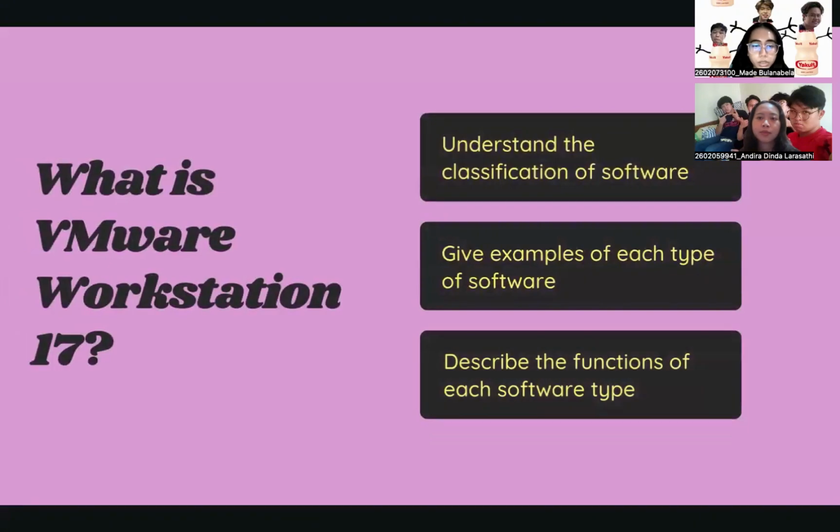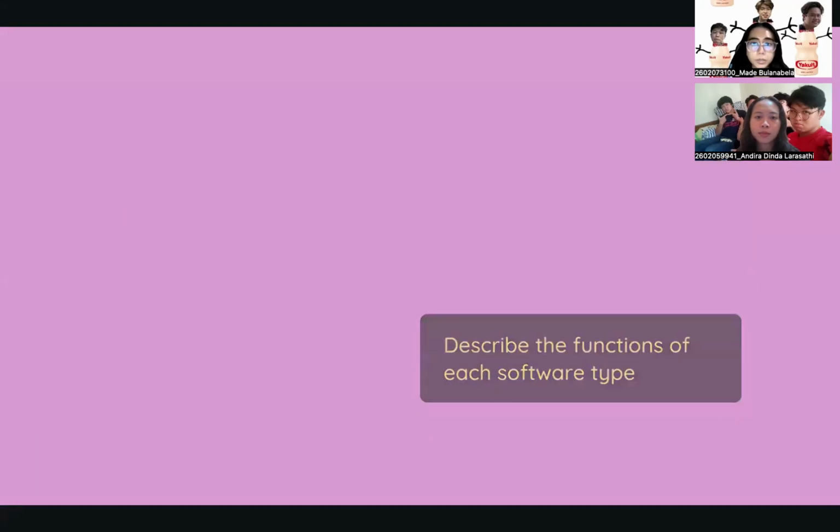Okay, so first we'll talk about what is VMware Workstation 17, and we'll understand about the classification of the software, examples of each type of the software, and the functions of each software type.